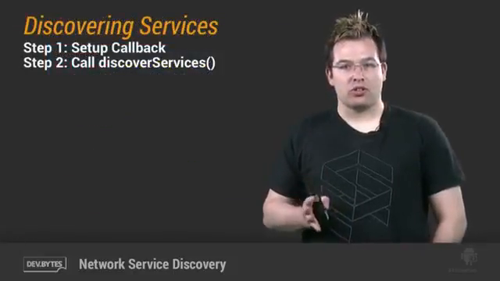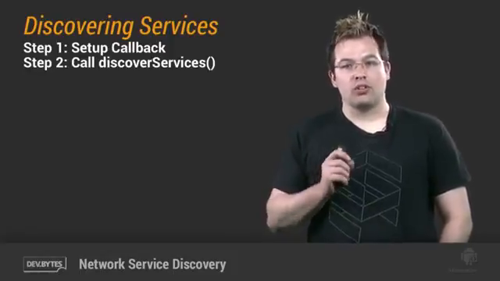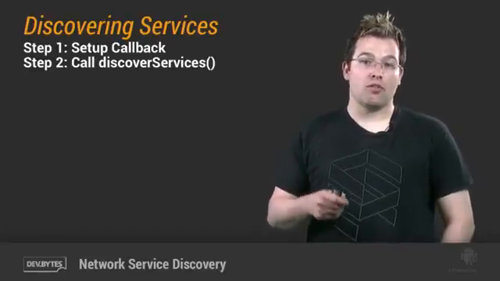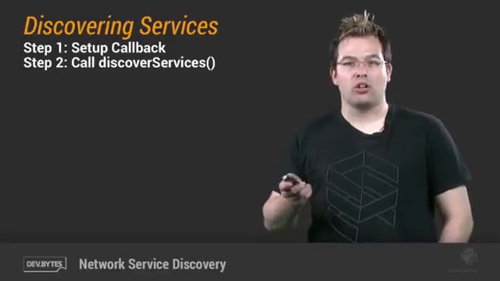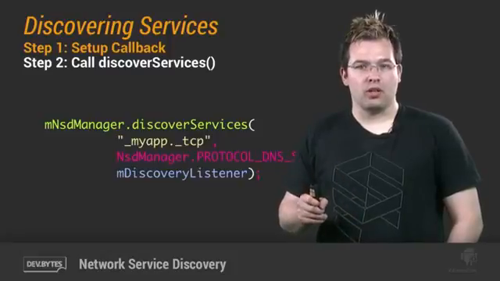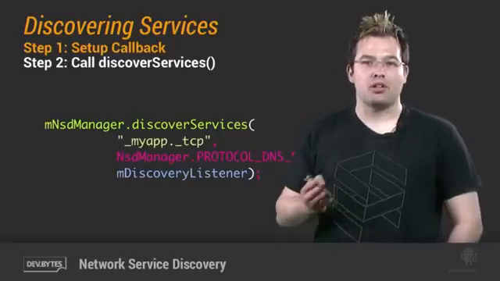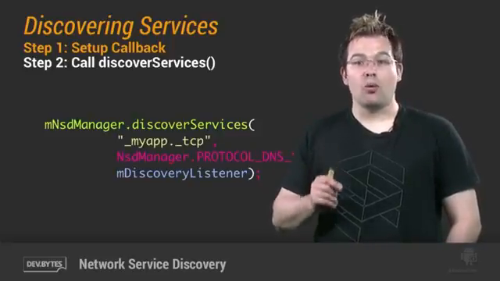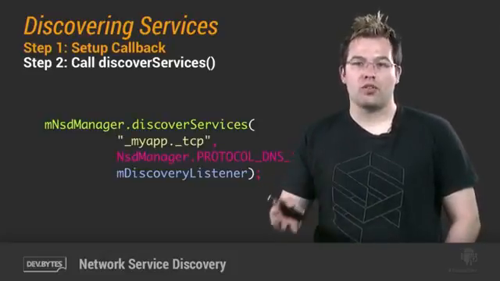Now that our app is registered, let's take a look at how to issue a query to find other devices. Service discovery, like service registration, has two steps: setting up a discovery listener with the relevant callbacks, and making a single asynchronous API call to discover services. Let's work backwards. We'll start with the call to discover services. Here you'll pass in the service name that you're interested in, so again something like myapp.tcp, the name of the discovery protocol to use, which is always DNSSD. Again, this is not the protocol of your app, it's the service discovery protocol.